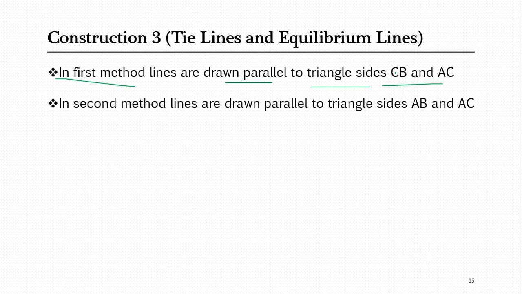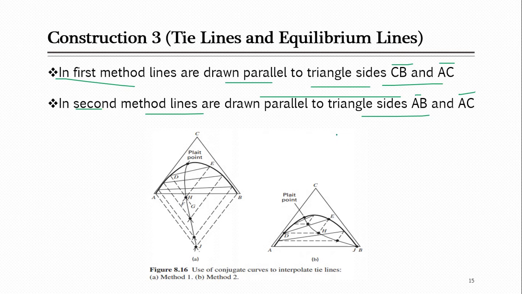There will be a starting point as well as an ending point for these lines, which I will just discuss. In the second method you also have to draw parallel lines, but now they are a bit different, like they are along AB and AC, and in the first method they are along CB and AC. Let's look at this diagram here.